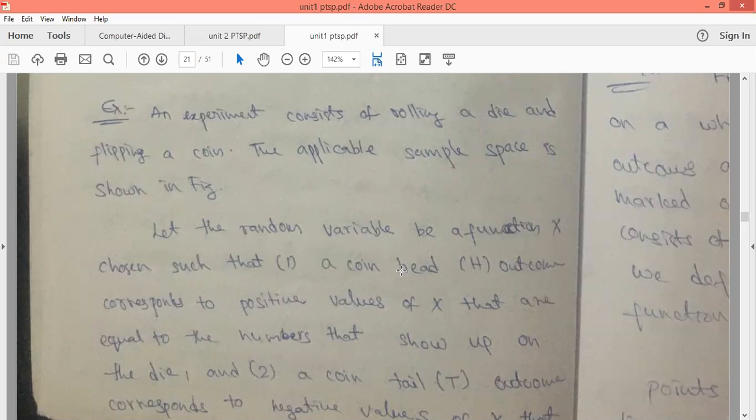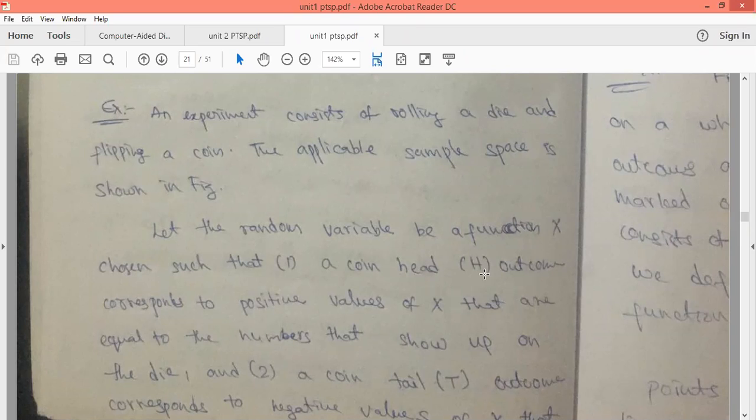Here the random variable is defined. It is a function. The random variable is defined such that whenever we get a head, the value should be mapped to the value on the die, since we are throwing both coin and die. So whenever we get a head, what is the value? Because the random variable will map the sample space onto the real axis.